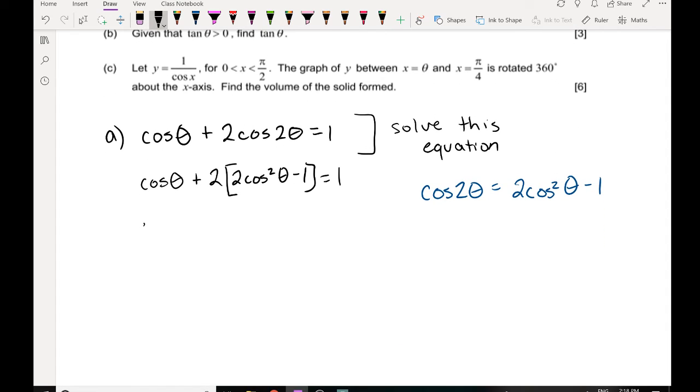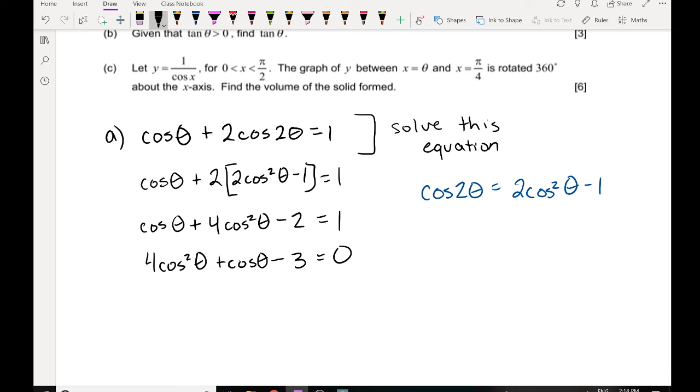So if I multiply back out, I end up with 4 cos squared theta minus 2. And I'm going to just tidy that up and put everything on one side: 4 cos squared theta plus cos theta minus 3 equals 0.